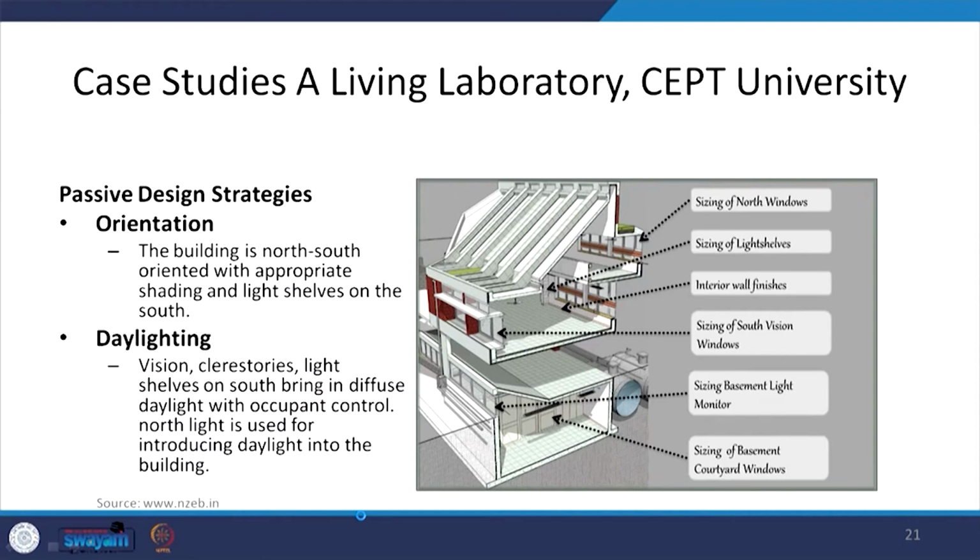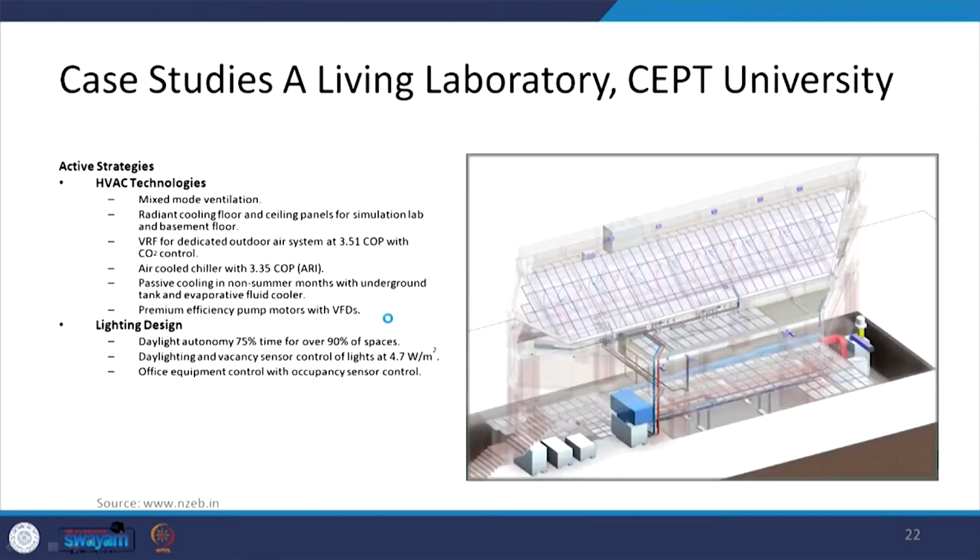So, the approach was, first of all, passive design strategies. They talked about the orientation of the building, which we have seen as north south being the most appropriate and the best orientation. Incorporating daylight strategies, adding vision windows, clerestories and light shelves on south to bring in diffused light along with the occupant control, so that there is no requirement for artificial lighting during the day. Using these passive design strategies, first level of energy demand reduction has been achieved.